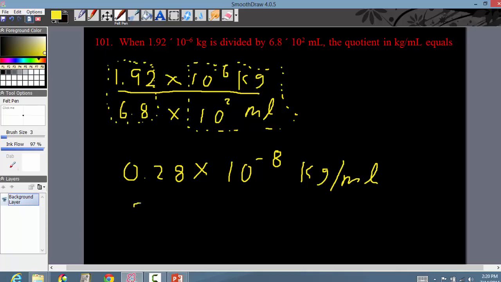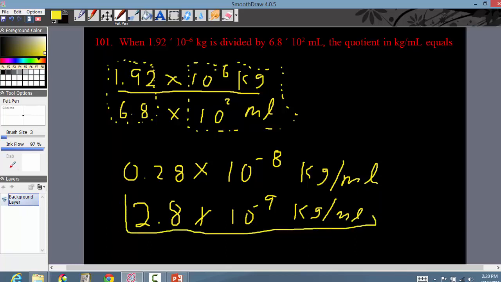So we then have to convert it to become 2.8 times 10 to the minus 9th kilograms per milliliter. Now that becomes the problem's answer. Now again, perhaps you can start to see the big advantage, whereas this calculation can be a bit troublesome. However, by breaking it into two parts to solve it, we see it's actually rather straightforward.